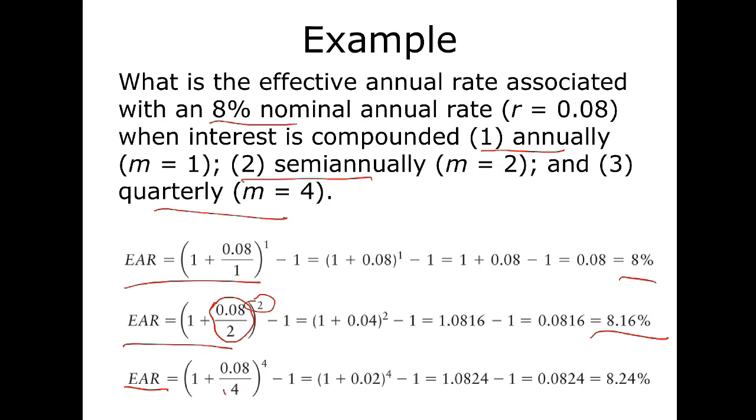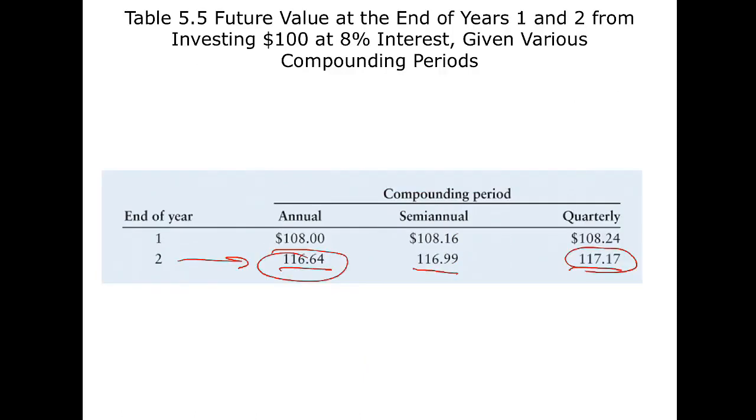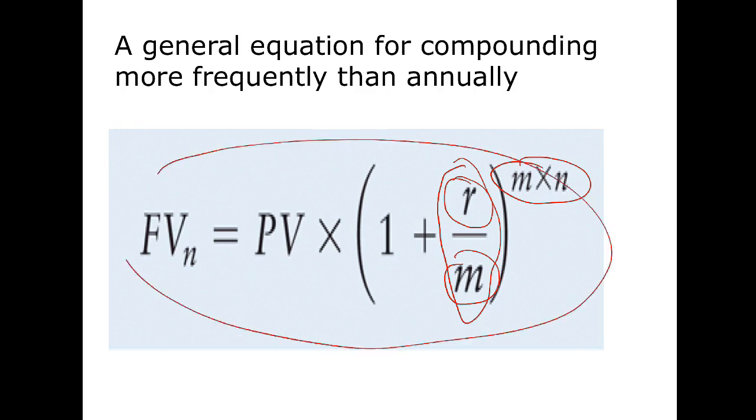And the effective annual rate with quarterly compounding, so the annual rate divided by 4, raised to 4 compounding periods per year, gives us 8.24%. Now, as an exercise for you to do on your own, apply the $100 present value for 2 years at a rate of 8.16%, calculate that future value, and you will find the same $116.99 that we obtained using the other formula, obtained using this formula right here.